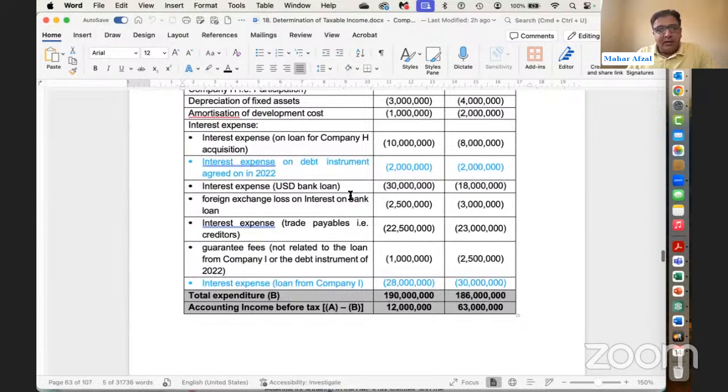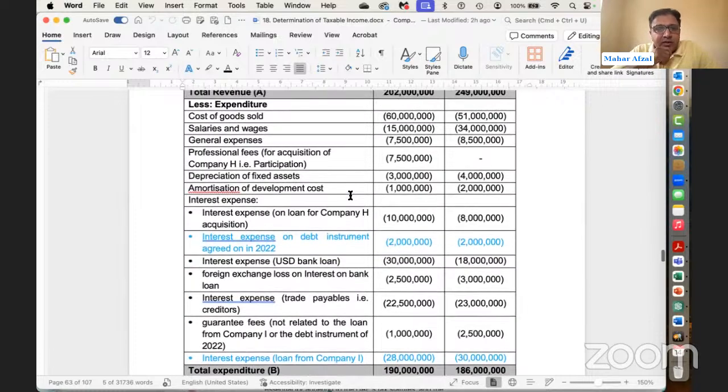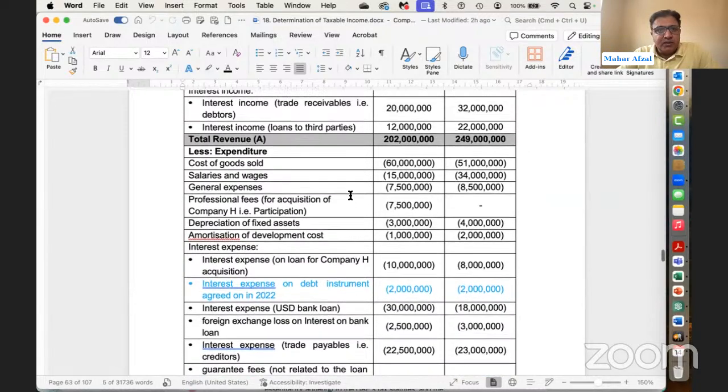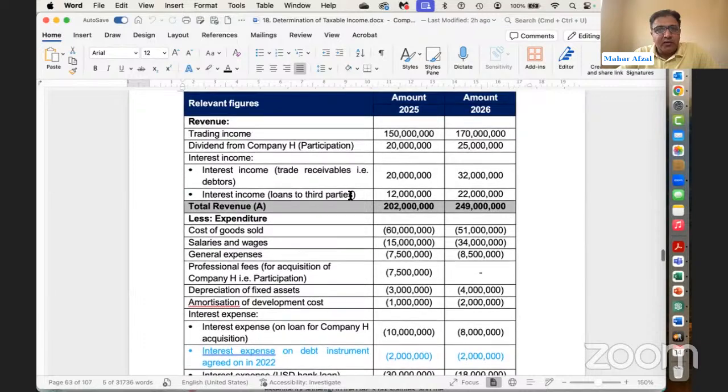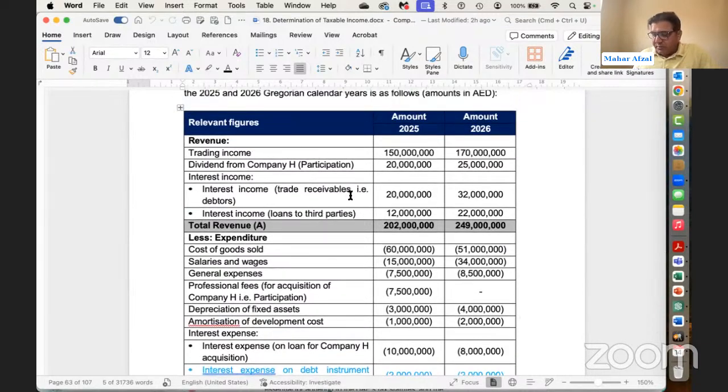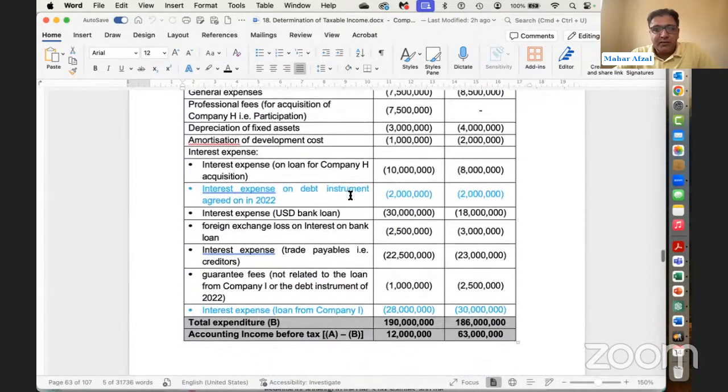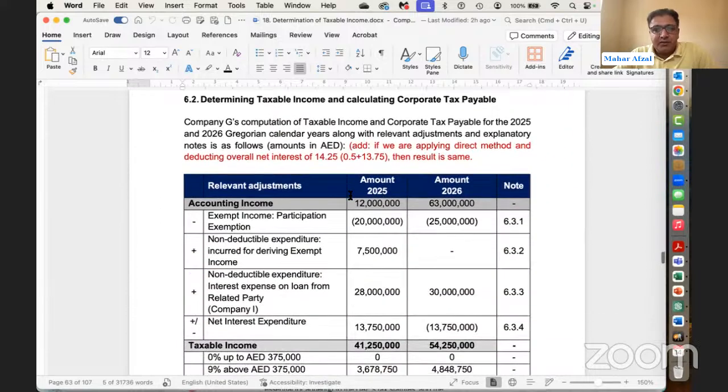12 million, then I need to add back 28,000. Then amortization of development, 1 million. Depreciation of fixed assets is allowed. Professional fee is not allowed. This is allowed, this is allowed, this is allowed, this is not allowed. 27,500. Then net interest should be 30% of adjusted EBITDA.